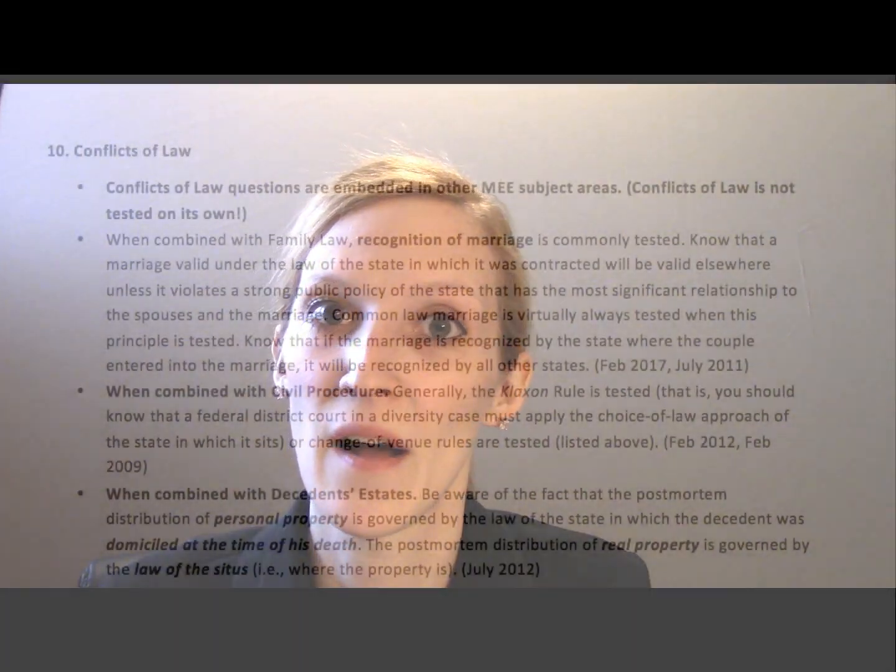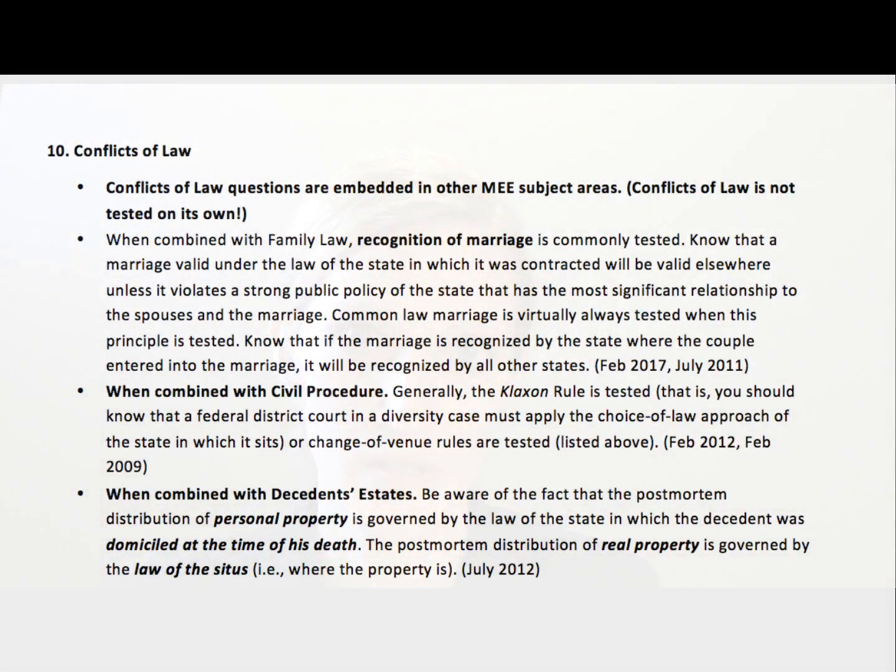So for family law, often they'll combine it with common law marriage issues, and you should know that if one state recognizes common law marriage, all the other states will too, because it's not considered to be against public policy. For civil procedure, they'll test the Klaxon rule, and whether you know which choice of law rule a federal court will apply if they're seeing diversity.